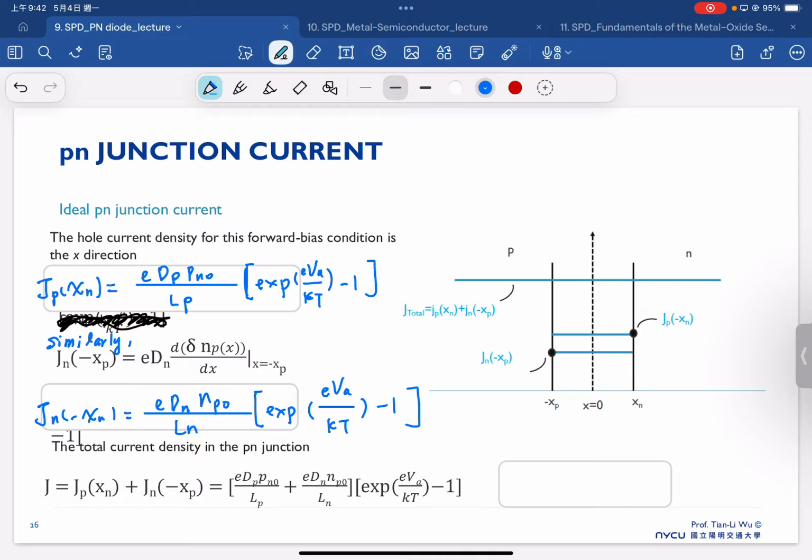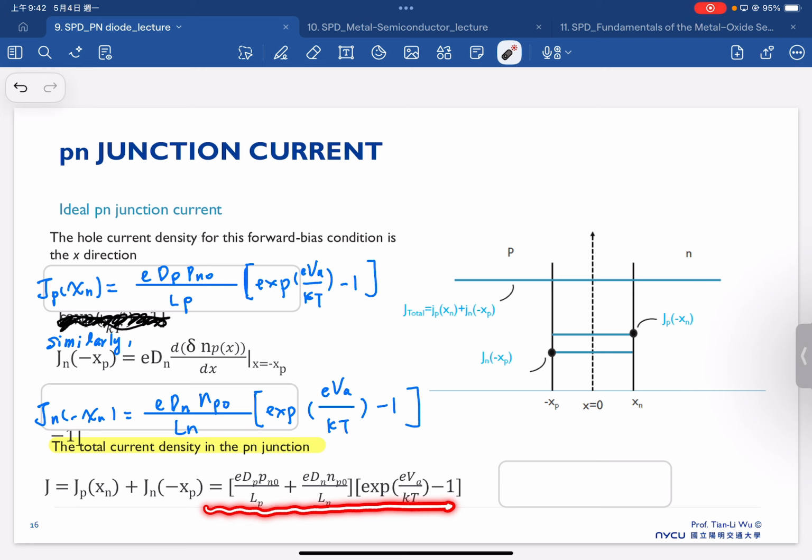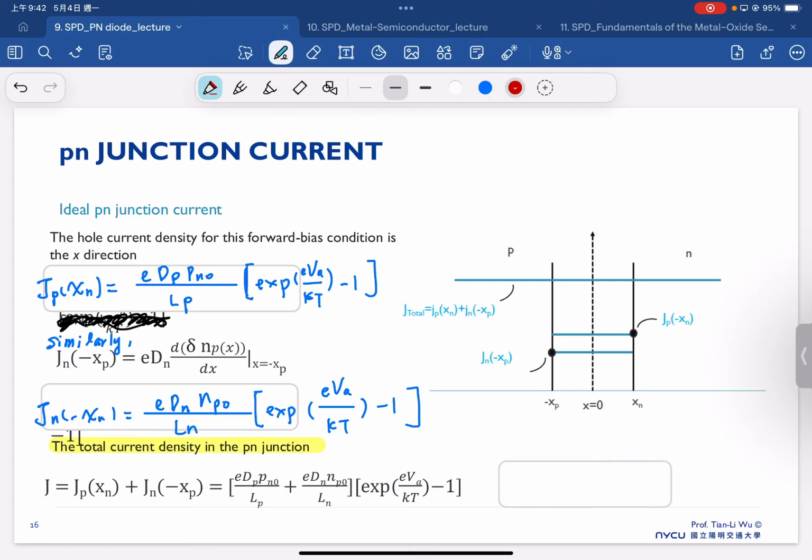And therefore, the total current density in the PN junction, as I already said, is the summation of the current here plus here. In the end, the total current equation is shown like this one. To simplify this equation, normally we define this term as a constant, which is this one. We define this one as Js.